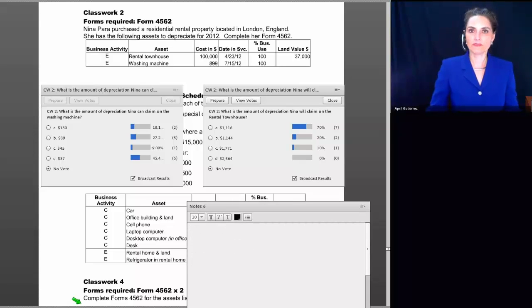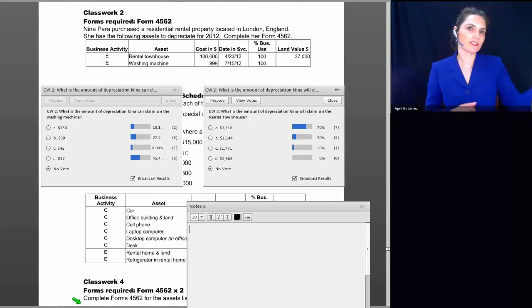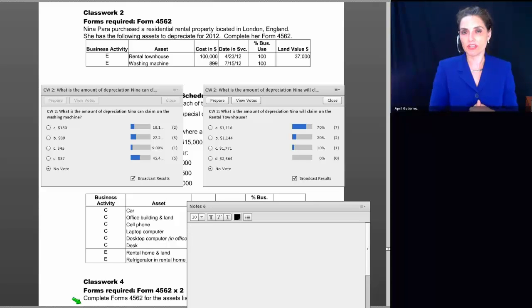So for the rental house, the first thing we have to pay attention to is, remember at the start of class I said if you have property outside of the United States, you cannot use MACRS depreciation class lives. You have to use ADS class lives. And for foreign rental property or foreign real estate, the class life is going to be 40 years. And for all other assets, it's 12 years. So we have 12 years on the washing machine and 40 years on the rental property.